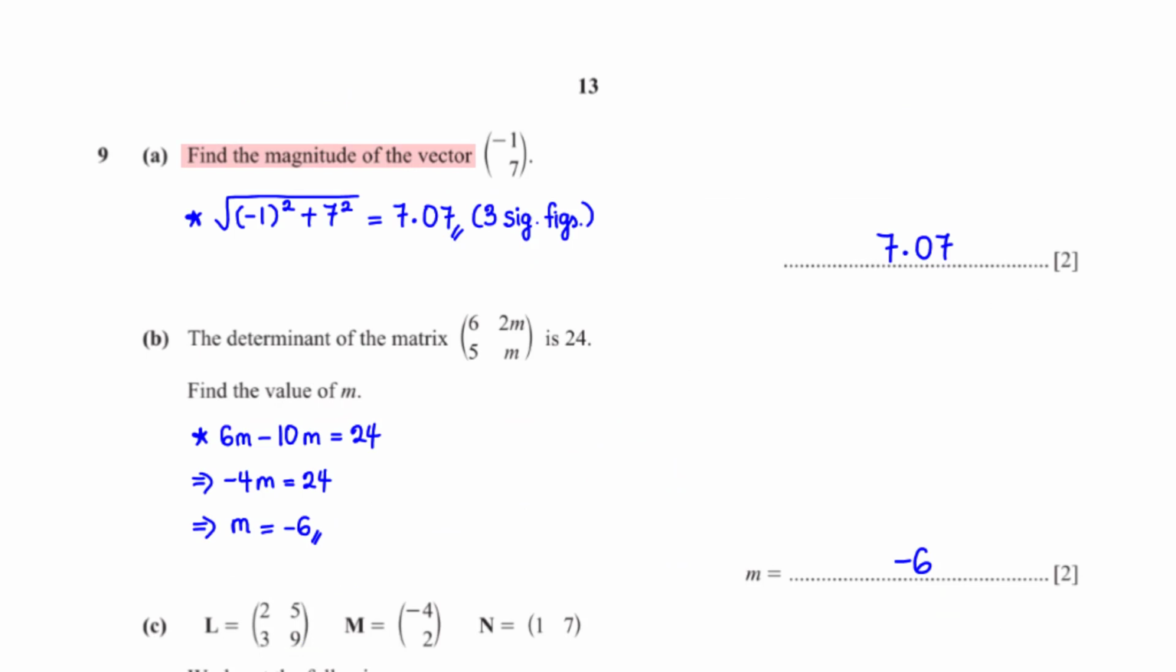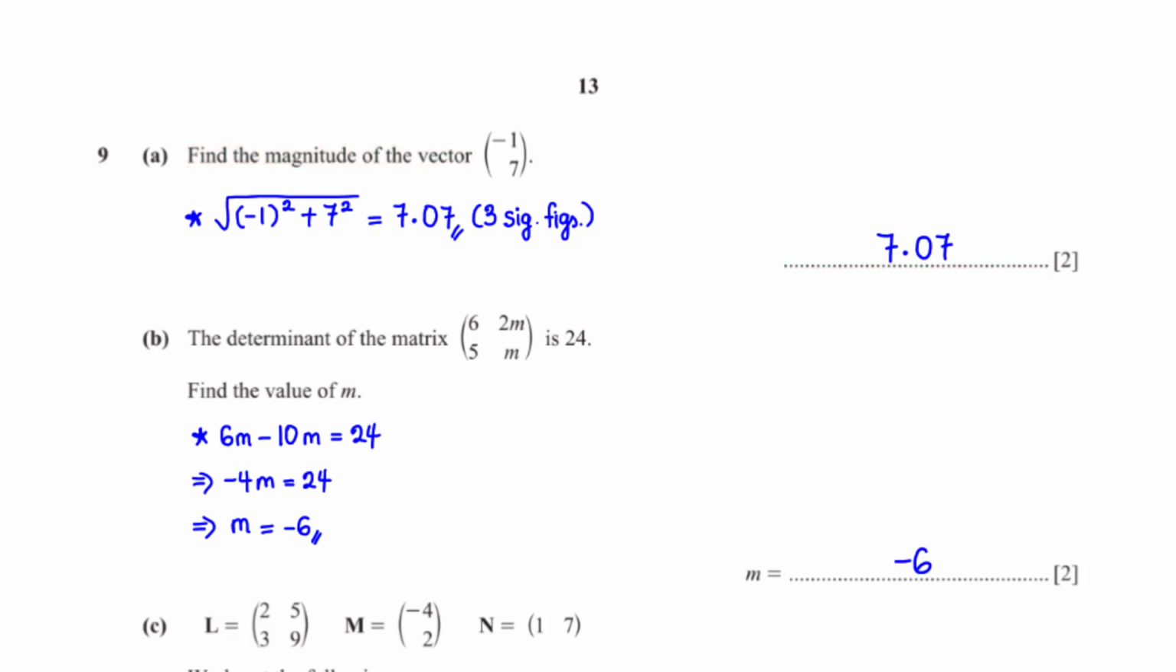Find the magnitude of the vector -17. In this case, we apply the magnitude of a vector formula to the given vector, and this is what we get, which is equal to 7.07 rounded to 3 significant figures.